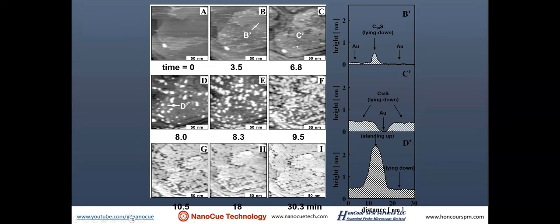Then at image C, you can see the surface somehow is coated with a thin layer. Then measure the trench here. You notice that the thickness of this self-assembled monolayer is about the thickness of the molecule when it is lying down. We call it the lie down phase.